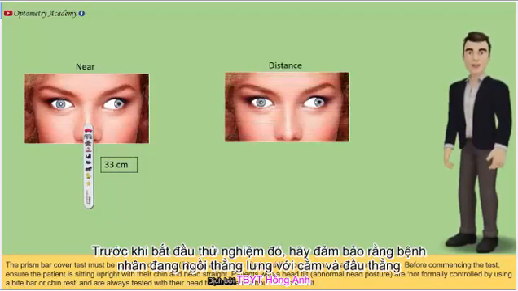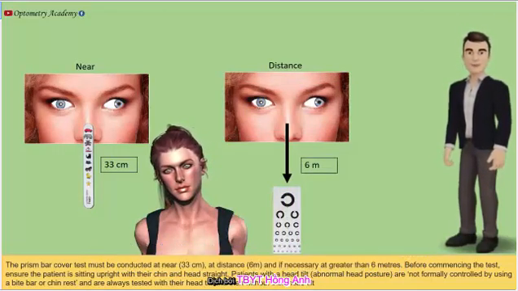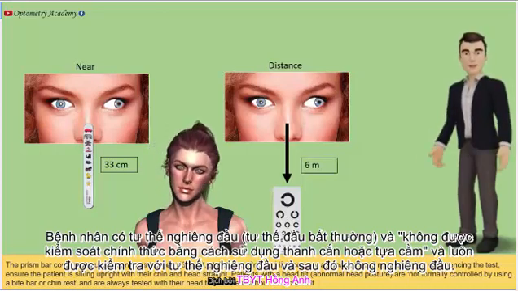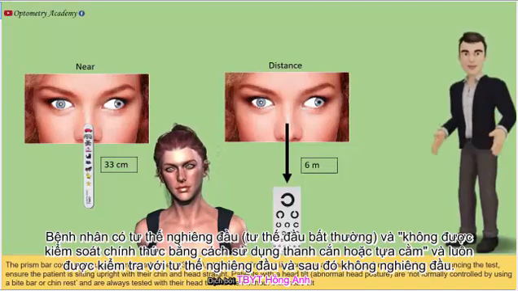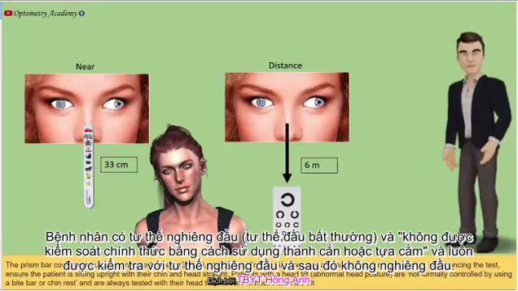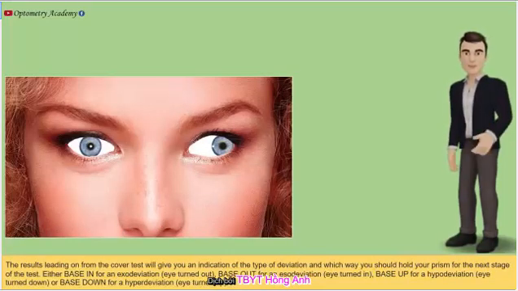The prism bar cover test must be conducted at near, at distance, and if necessary at greater than 6 meters. Before commencing the test, ensure the patient is sitting upright with their chin and head straight. Patients with a head tilt, abnormal head posture are not formally controlled by using a bite bar or chin rest and are always tested with their head tilt and then without their head tilt.